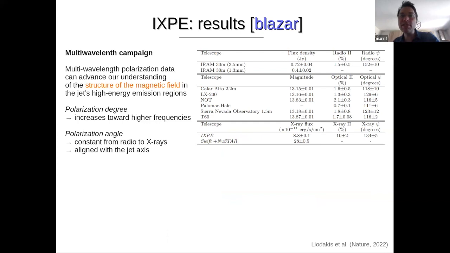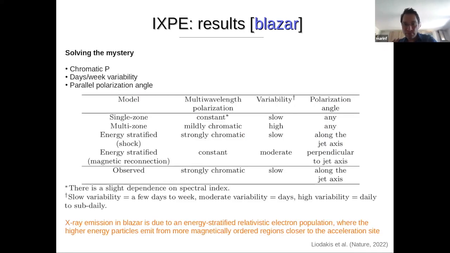And then to determine the chromaticity of this blazar in particular, at the same time as the IXPE observation, we made radio, infrared and optical polarization measurements. And what we found is that the polarization degree is increasing towards higher frequency, and the polarization angle remains completely constant and always aligned with the jet axis. So thanks to all this information, we put on our Sherlock Holmes hat and we looked at all the clues. So strong chromaticity, slow variability, and polarization angle along the jet axis. Ta-dam! We have once and for all determined that, at least in the case of Markarian 501, the X-ray emission results from an energy stratified jet where the X-ray emission is due to shocks.